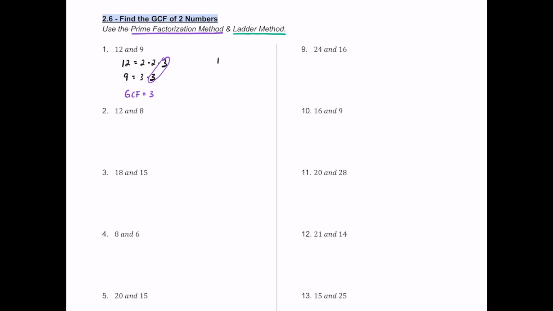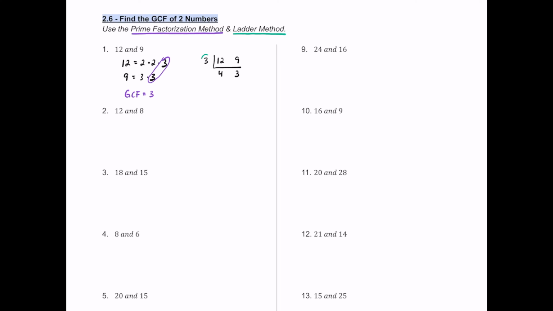Now for the ladder method, you go ahead and just put the numbers next to each other, 12 and 9, just like this. And you can think of any one number that goes into both of these. I'm going to say that 3, surprise, surprise, is the only number that goes into both 12 and 9. Right? So 3 goes into 12 4 times, and 3 goes into 9 3 times. And then you can see that 4 and 3 have nothing in common besides 1.